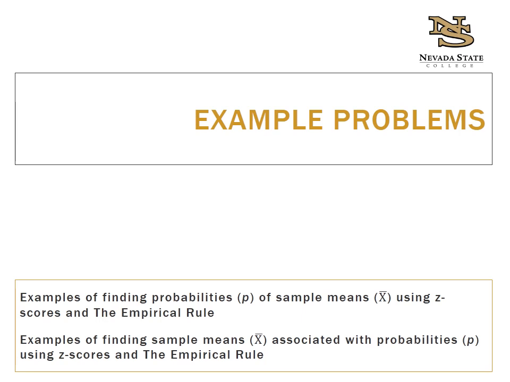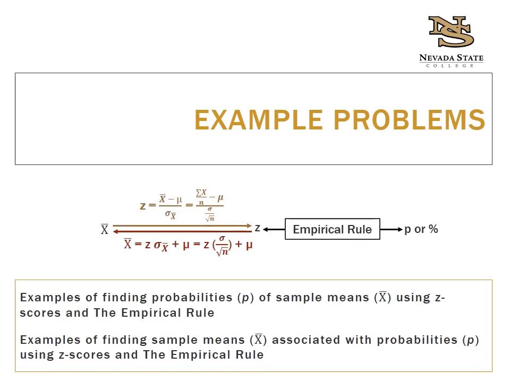But now we're going to change it up a little bit. Instead of looking at scores, we're looking at sample means. So instead of looking at a population distribution, we're talking about a sampling distribution. The formulas for this are a little more complex because we have to convert that standard deviation into a standard error to figure out the z-scores and the x values. So we're going to figure out probabilities of sample means and also sample means associated with probabilities.